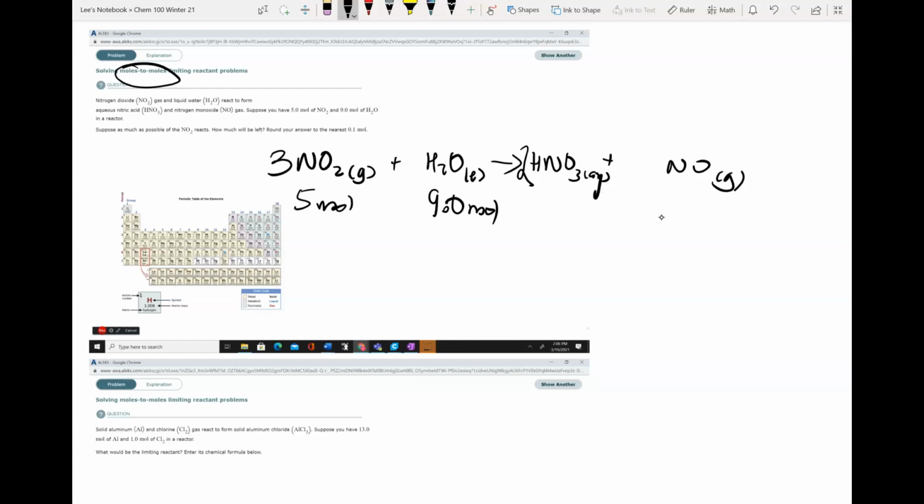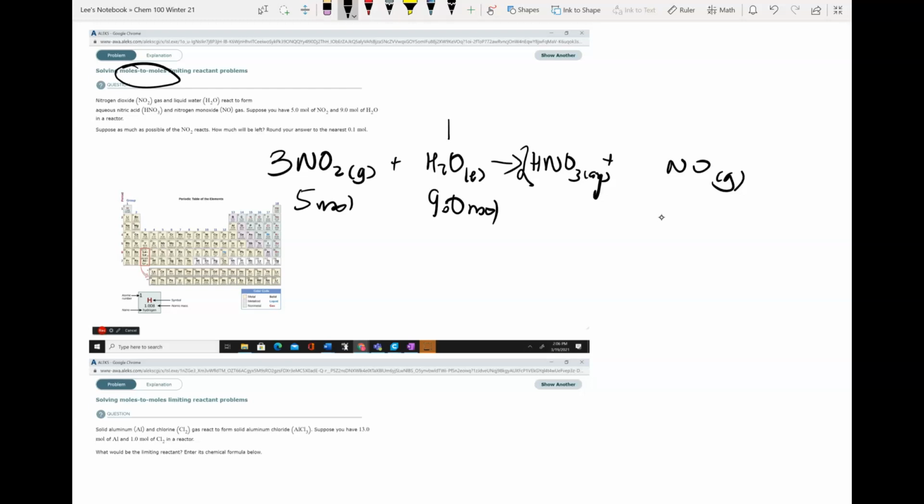So then it says, suppose as much as possible of the NO2 reacts, how much will be left? So let's see, what we're really asking is this. We're asking what reactant gets used up first. Now, if NO2 is the limiting reactant, then there'll be 0 moles left. But if water is the limiting reactant, there'll be more than 0 moles of NO left. So we've got to figure out what's the case, right? What is the limiting reactant here?